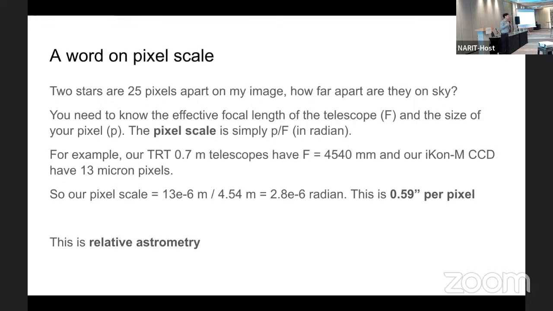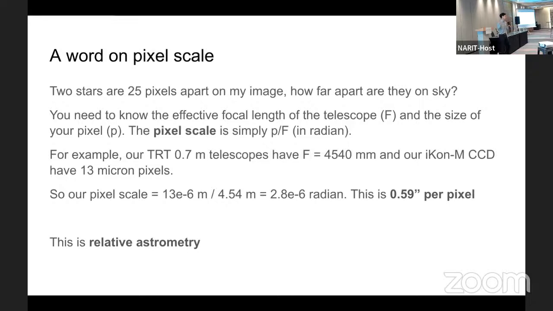To measure this number, you need to know two things. One is the focal length of your telescope. Usually you can look this up. Most observatories will have this information listed. If not, usually they will give you the diameter of the primary mirror of the telescope and the F ratio. And the focal length is just diameter times F ratio.